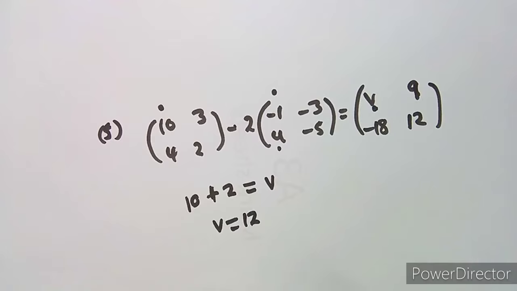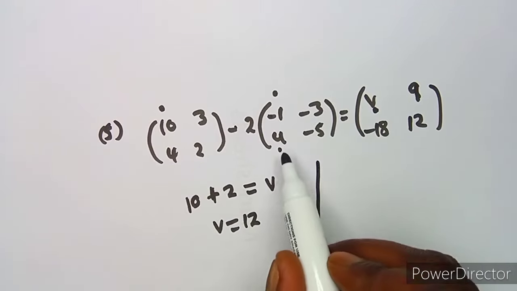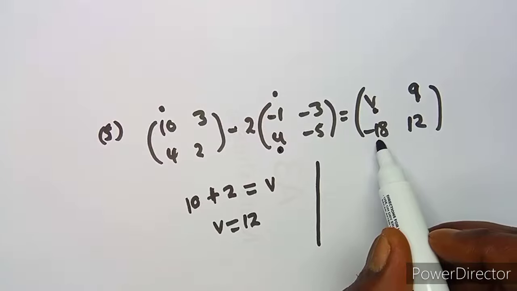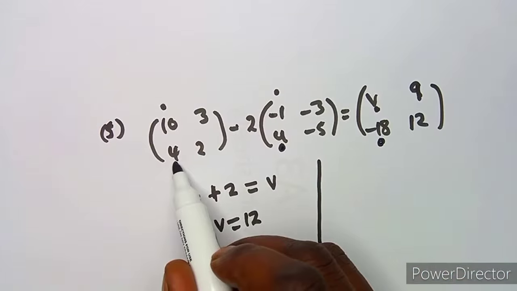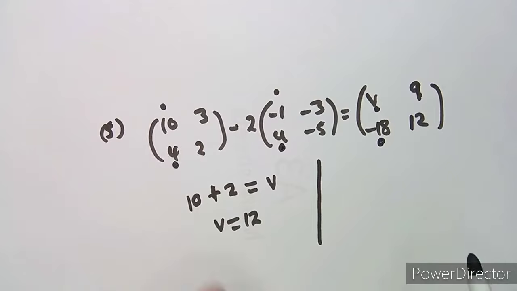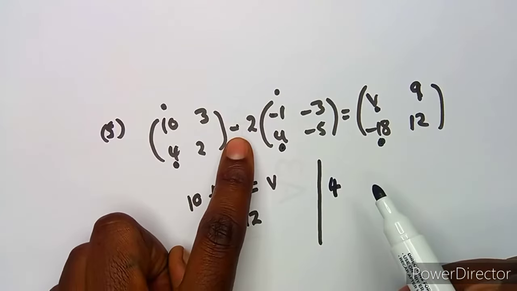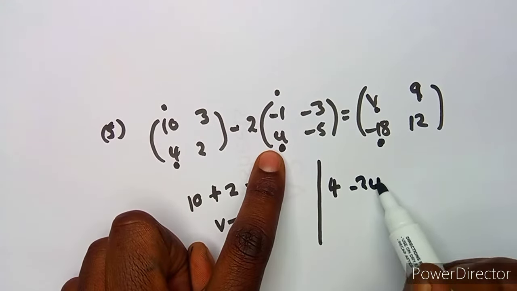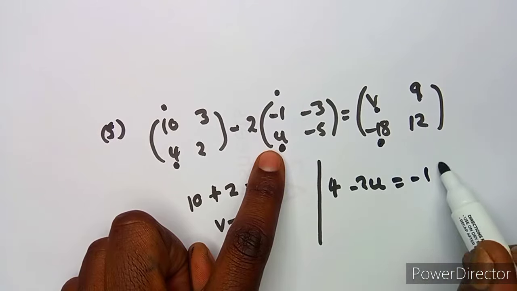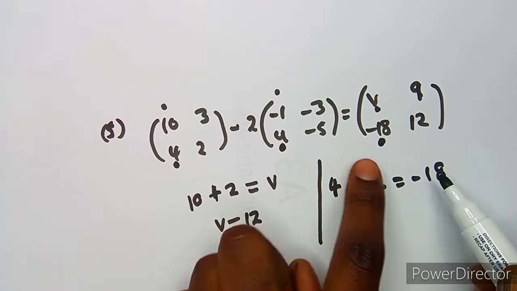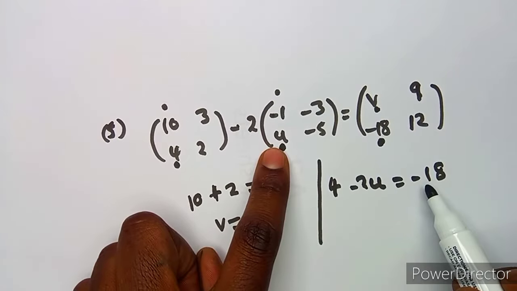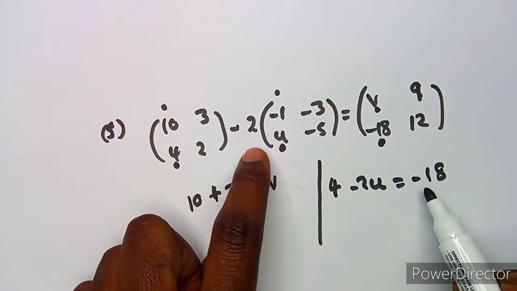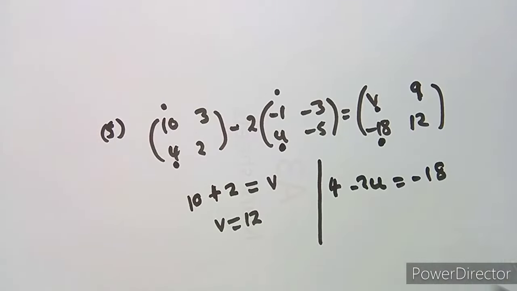So like what I'm saying, guys, I'm going to come to what you are used to. We move on to this point. We say this point here is going to correspond with this point. That is the first value there. All right, so we have 4 here, -2 times u, which is -2u, which is equal to -18. So you are taking corresponding points, but don't forget that there's a scalar. So it's -2 times u, because remember the scalar multiplies everything. That is why I'm multiplying by -2. So that is the case, guys.